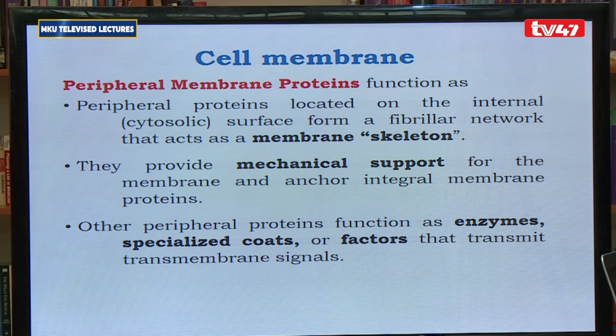Some of them act as enzymes, some as specialized coats. We have certain membranes which are specialized, like, for example, the myelin sheath. The membrane would be a specialized coat. Others act as factors that transmit signals within the membrane.